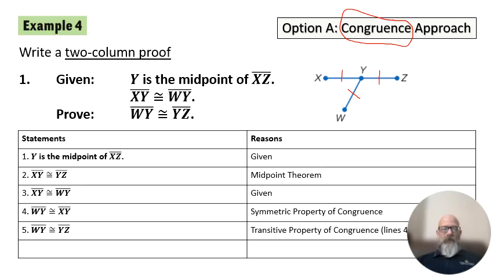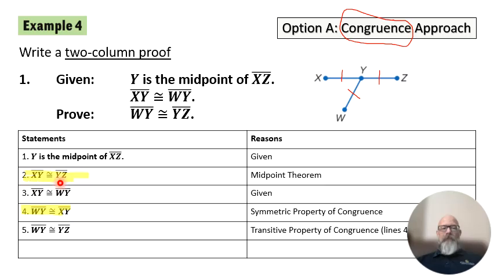Let's highlight lines 2 and 4, and let's read line 4 first. Here we go, watch. WY is congruent to XY. XY is congruent to YZ. Therefore, WY is congruent to YZ. Transitive property of congruence. And then you cite the lines. It says lines 4 and 2.